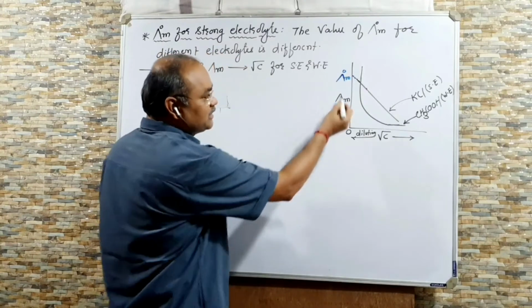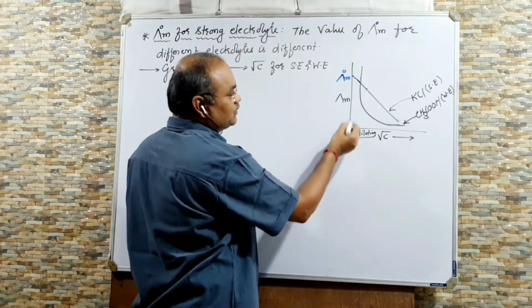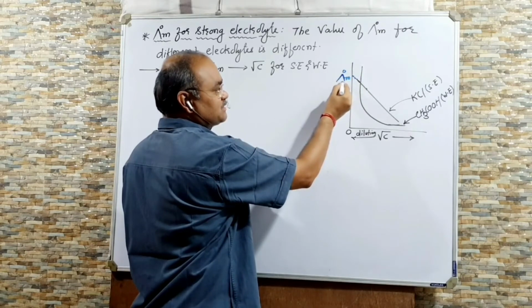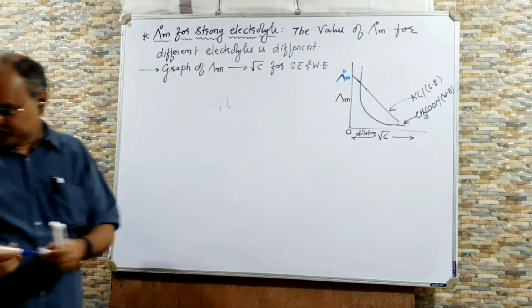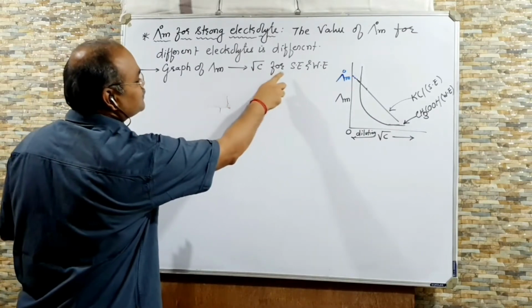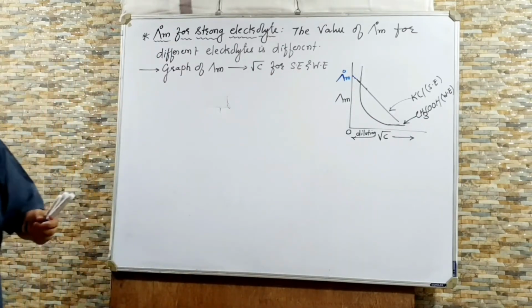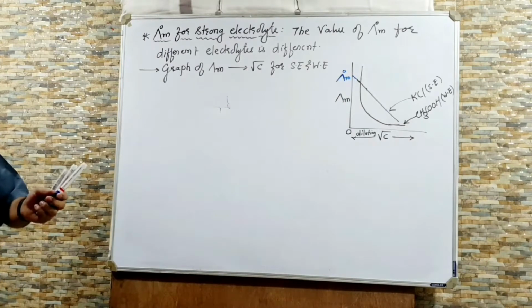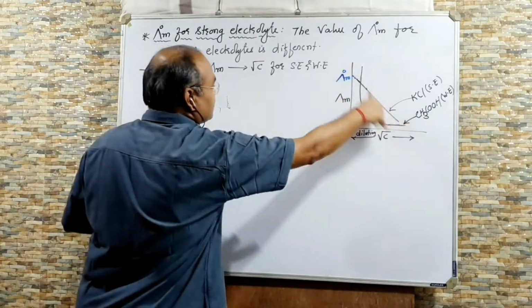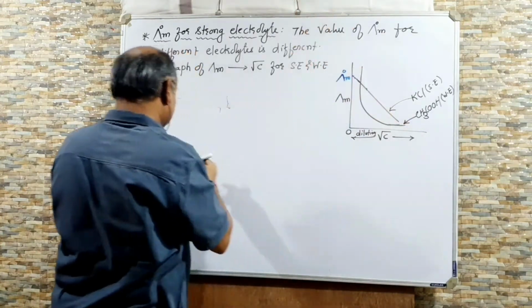And why was it called lambda 0? I am limiting, because now there is no further concentration. You can see here. So there are three names of this. I told you earlier. Clear? Now the graph of lambda m versus square root of c for strong and weak electrolyte, we get a straight line graph for strong electrolyte, and for weak electrolyte we get a curve shaped graph which cannot be extrapolated, right?